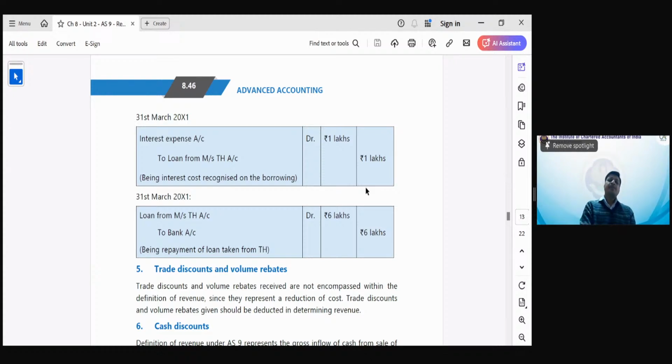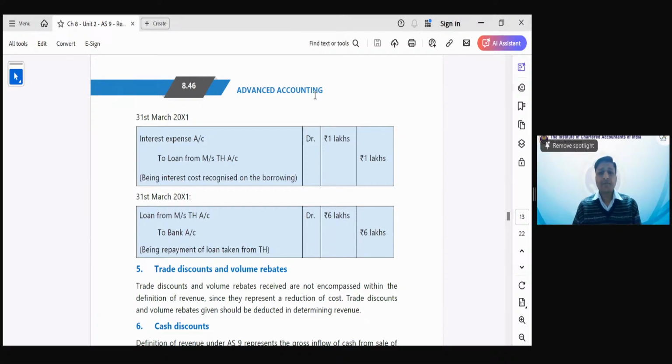Clear on this? Any questions? Any doubts? Any doubts so far? No?